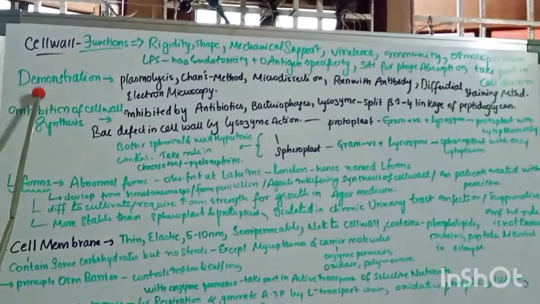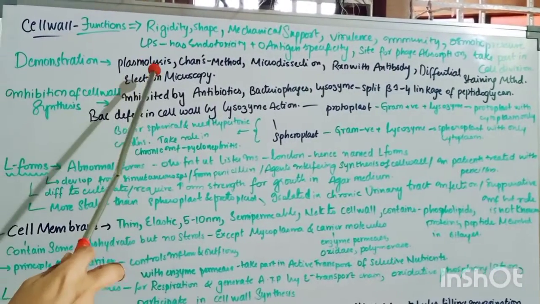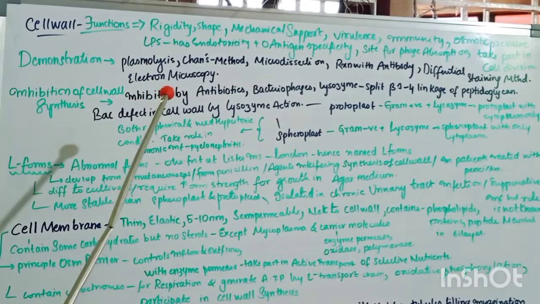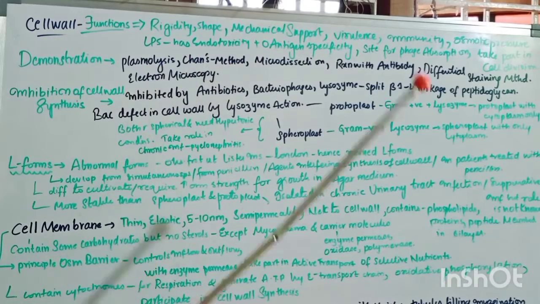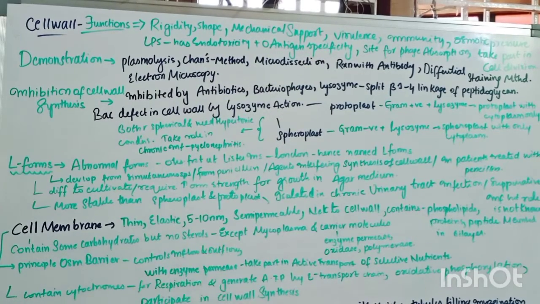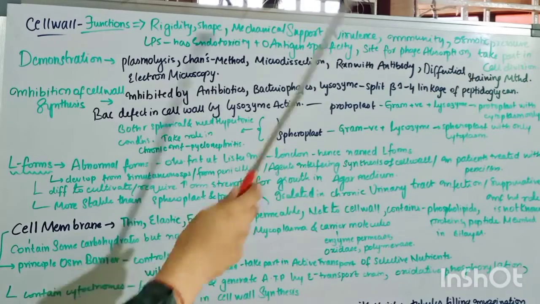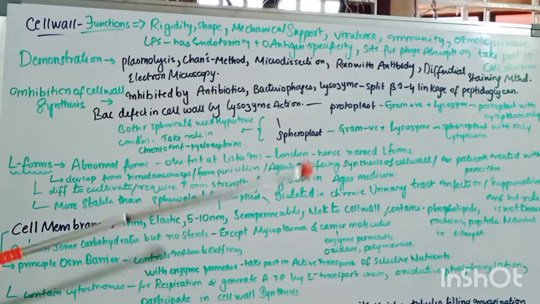And next, coming to the demonstration. How can we demonstrate the cell wall? By the process of plasmolysis, that is putting the cell in a hypertonic solution so that we can see the cell wall looking prominent. And next by the chance method, and also by micro dissection, reaction with the antibody, differential staining method, and by looking at it under the electron microscope we can demonstrate the cell wall.